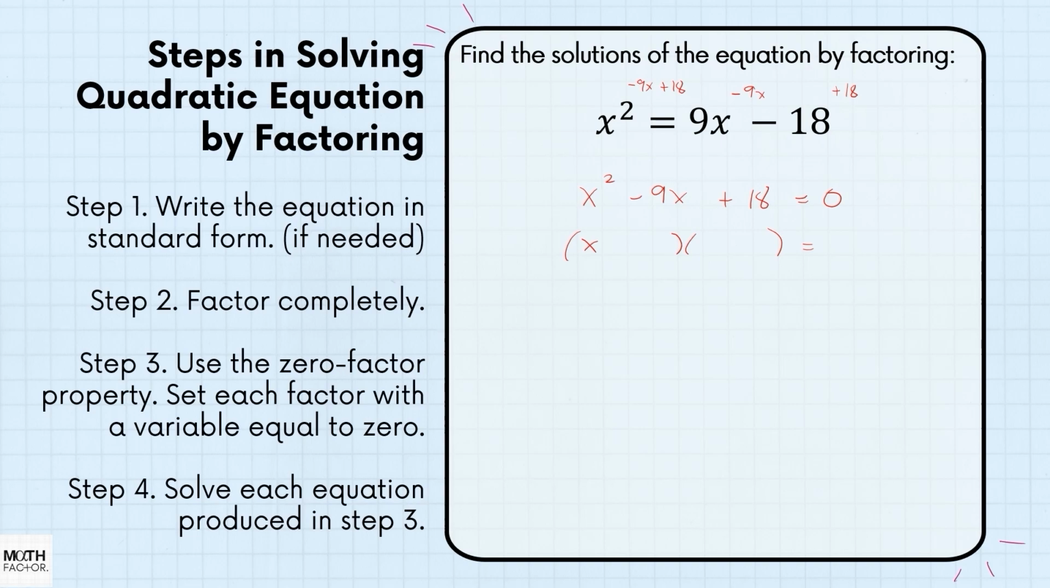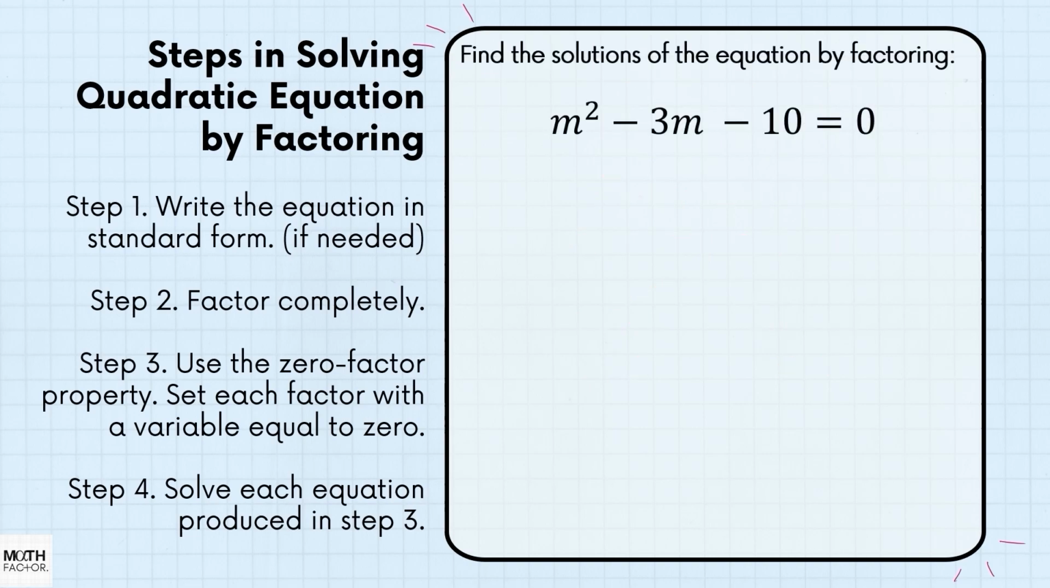For the factors of x squared minus 9x plus 18, we have x minus 6 and x minus 3. So using the zero factor property, we will now have x minus 6 equals 0 and x minus 3 equals 0. So our solutions will be x equals 6 and x equals 3.